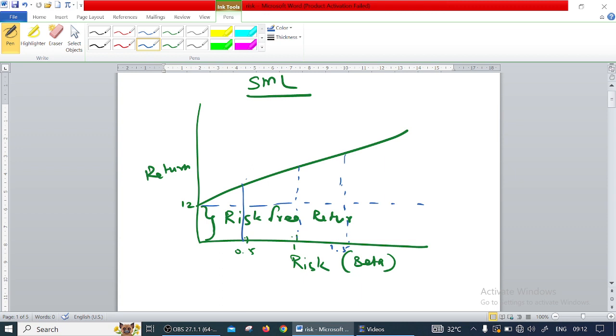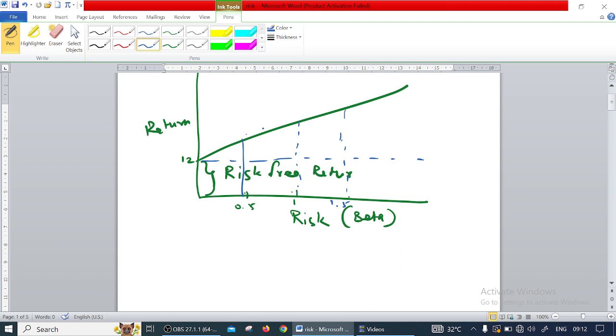CAPM and SML help the investor in evaluating the risk and return. So SML and CAPM both measure and help in evaluating the risk for a return. This is the main objective of the SML.